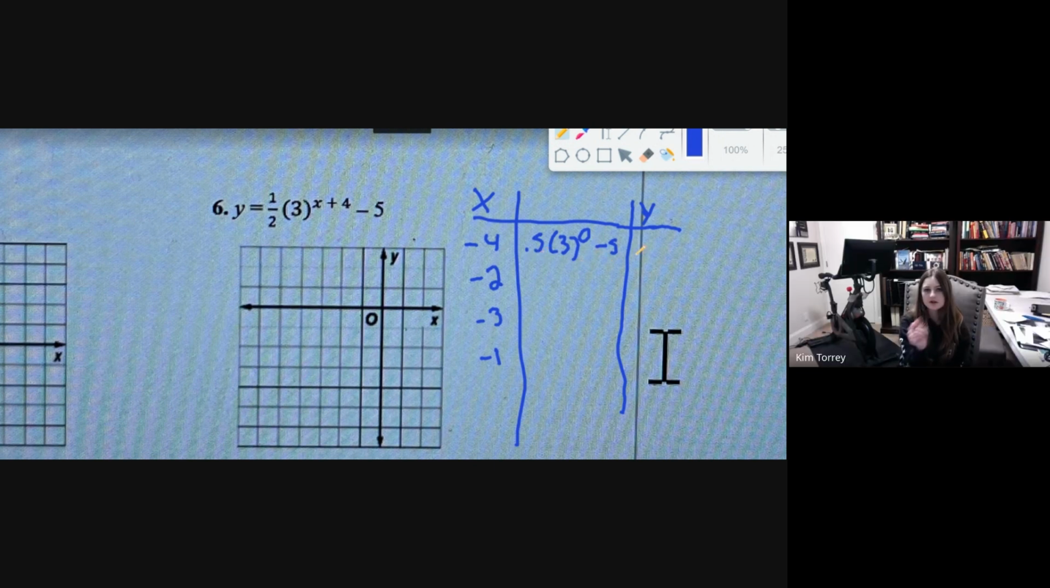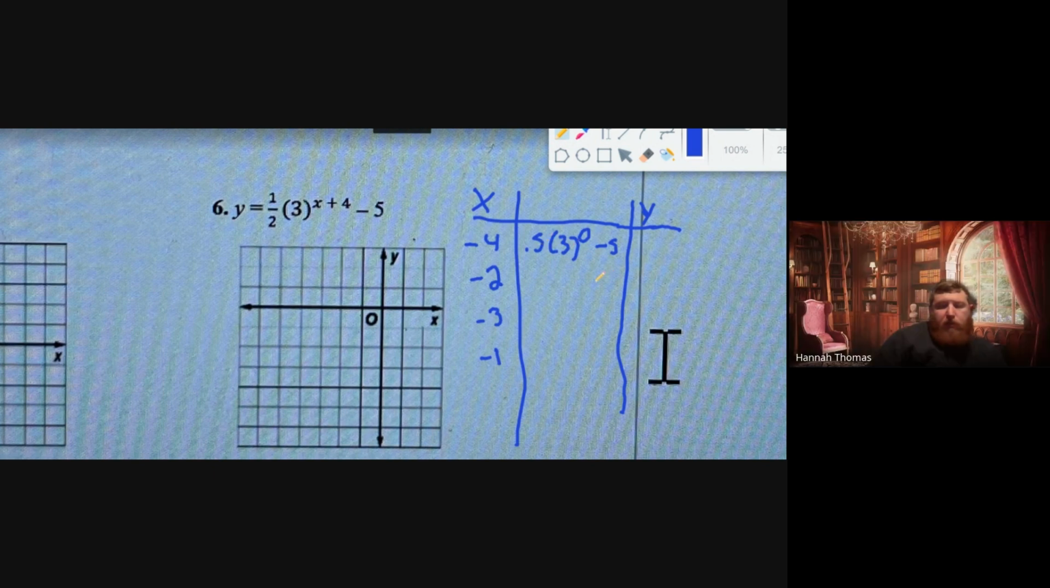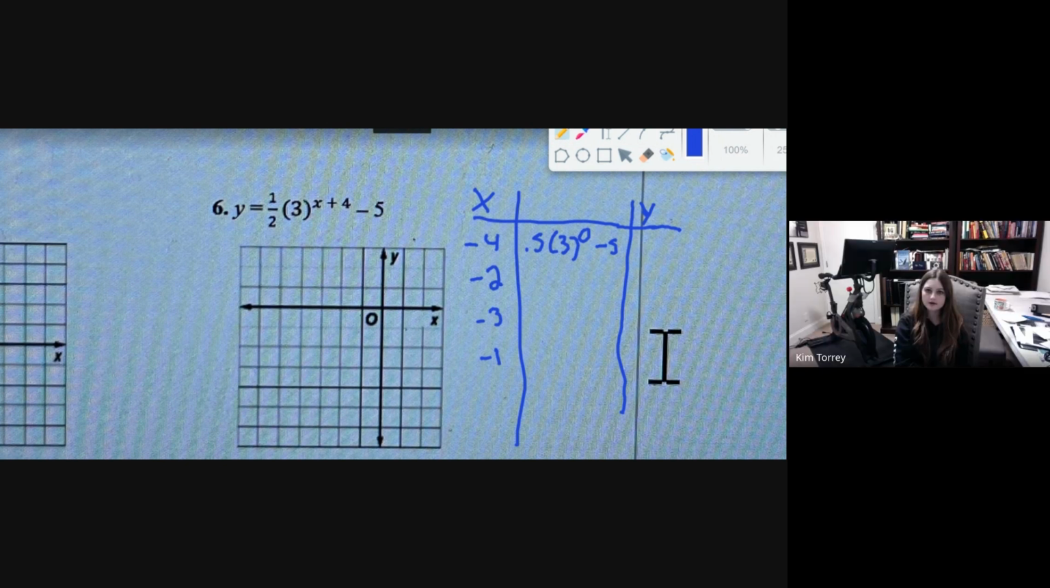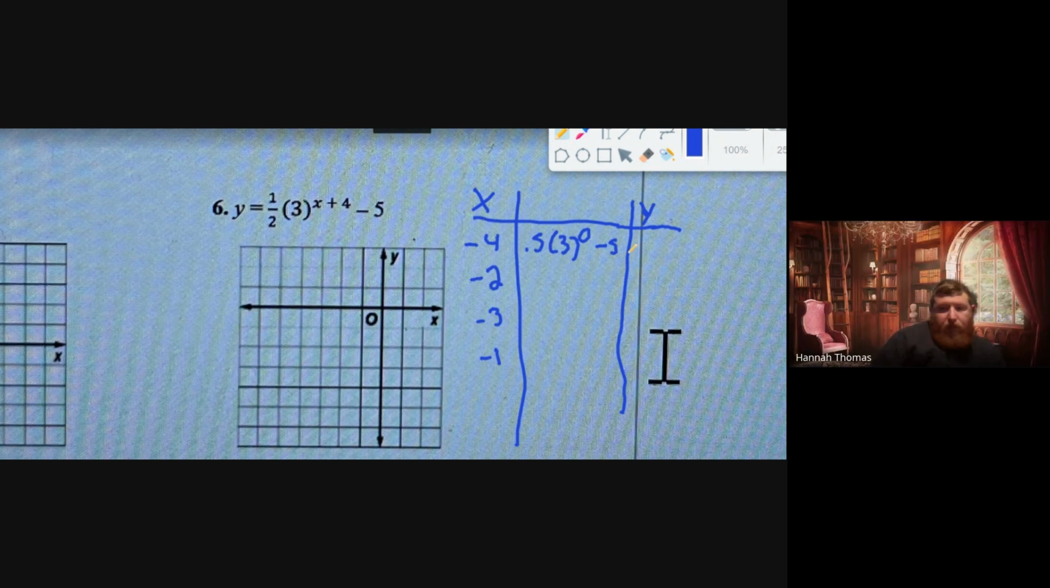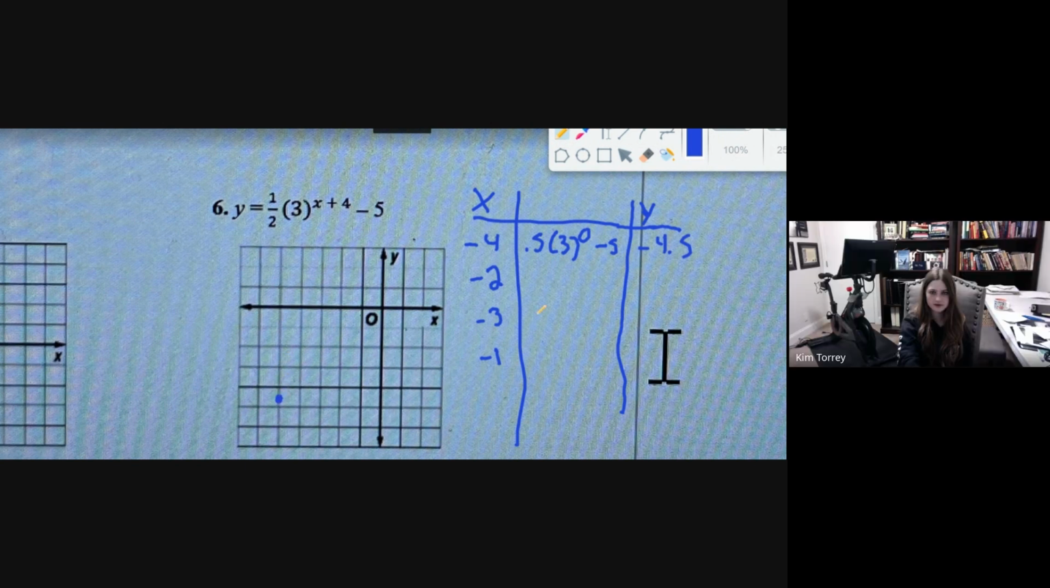Well, the exponent only goes to the parentheses. Oh, so you do 1 times 0.5, which is 1.5. No, ma'am, it's just 0.5. You're supposed to multiply, not add. So anything times 1 is itself. So it's 0.5. And then 0.5 minus 5 is -4.5. So when x equals -4, y equals -4.5. So it's going to go right there.